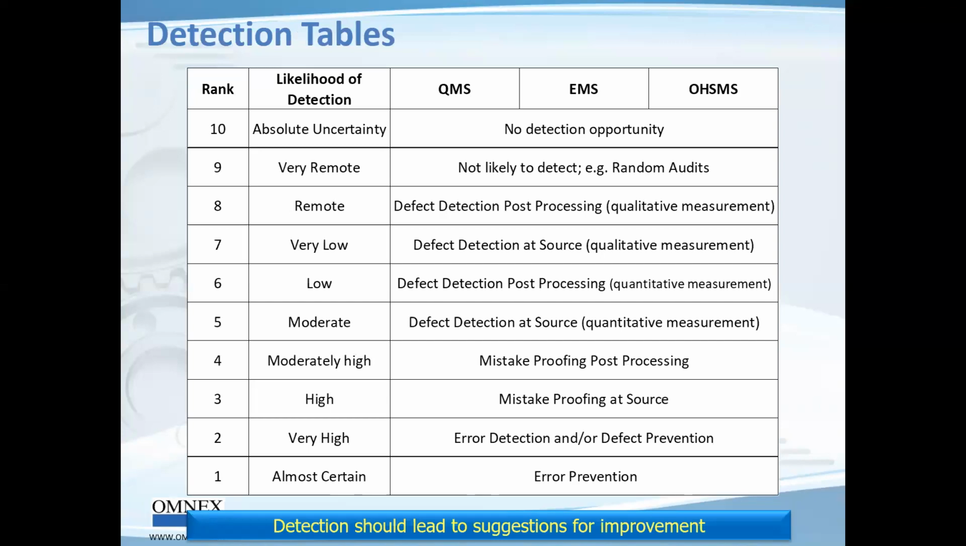Then we have mistake proofing, which would be 3 and 4. Then we have defect detection at the source, quantitative detection, post-processing, and then we go all the way through up to 9, which is not likely to detect, which would be things like random audits. So you need to determine which of these, or what would be the most appropriate set of tables for your particular organization.